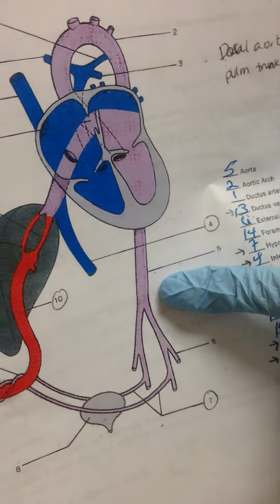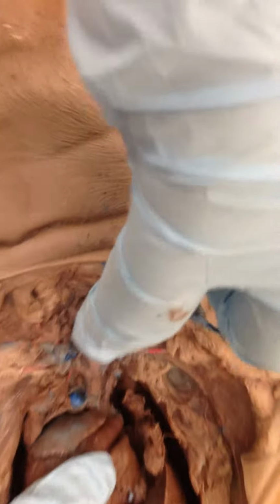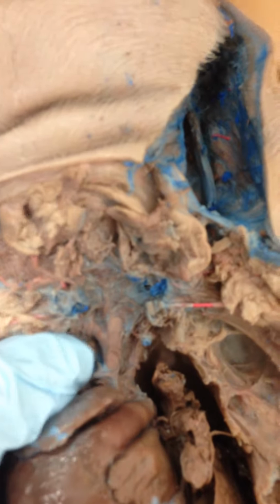Wait. Oh. It's right there. Dorsal aorta. And pulmonary trunk. Pulmonary trunk is right here. You can see it on this one. That's what I was taught. Yeah, right there, where it branches into two.